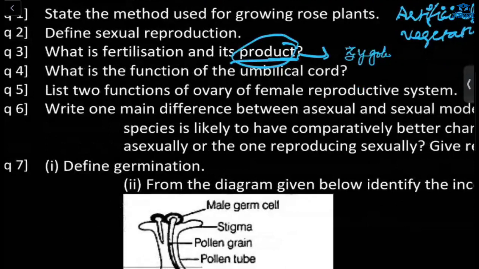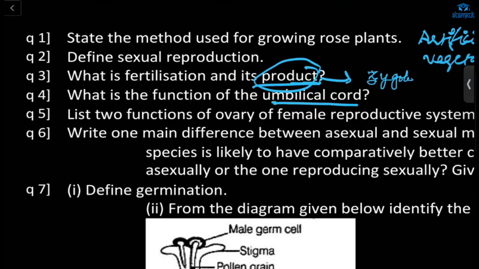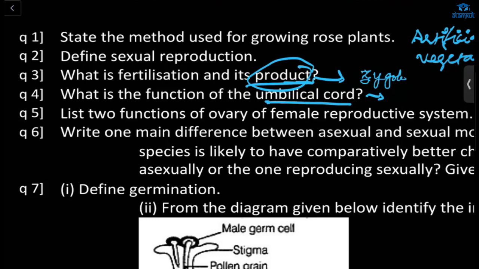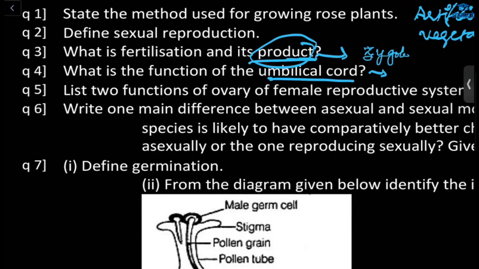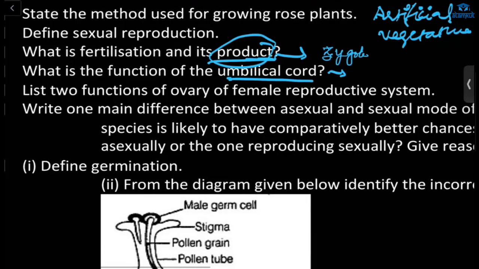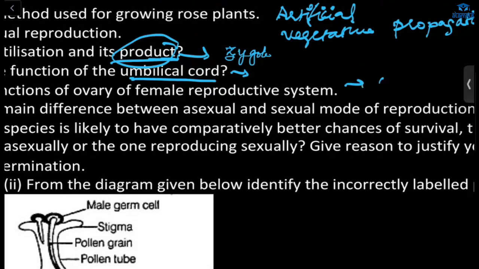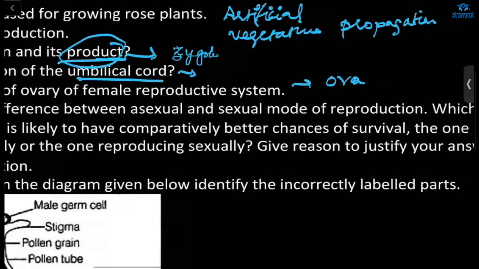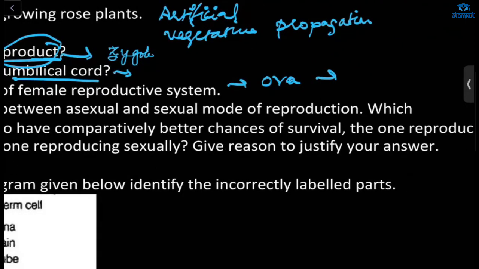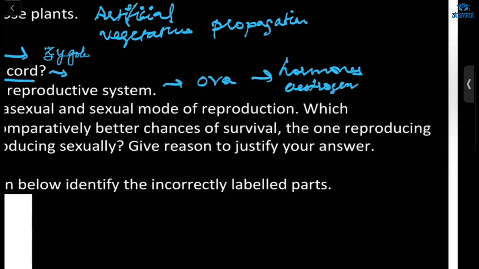What is the function of the umbilical cord? It contains blood vessels which supply blood between the fetus and the placenta. Because of this, there will be exchange of materials between mother and the baby. Next one, list two functions of the ovary of the female reproductive system. The ovary is responsible for the production of the female gamete, that is ovum. And it also produces hormones, estrogen and progesterone.